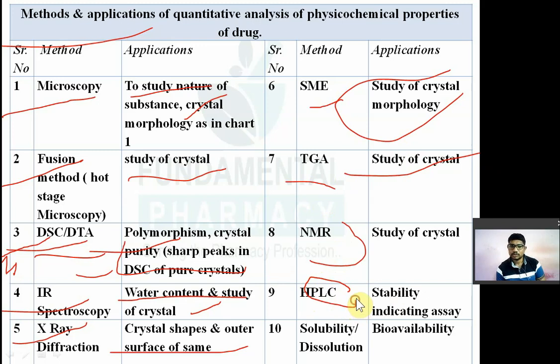So HPLC analysis is sometimes known as a stability indicating assay. इसके ऊपर पे NIPER में क्वेश्चन आता है. HPLC is known as a stability indicating assay. So stability after all you have to measure using this HPLC. Then dissolution and stability studies are useful in studying bioavailability. These are the different methods and their applications in quantitative analysis of physicochemical properties. एक आपको ये थोड़ा सा मेथड याद रखना है.